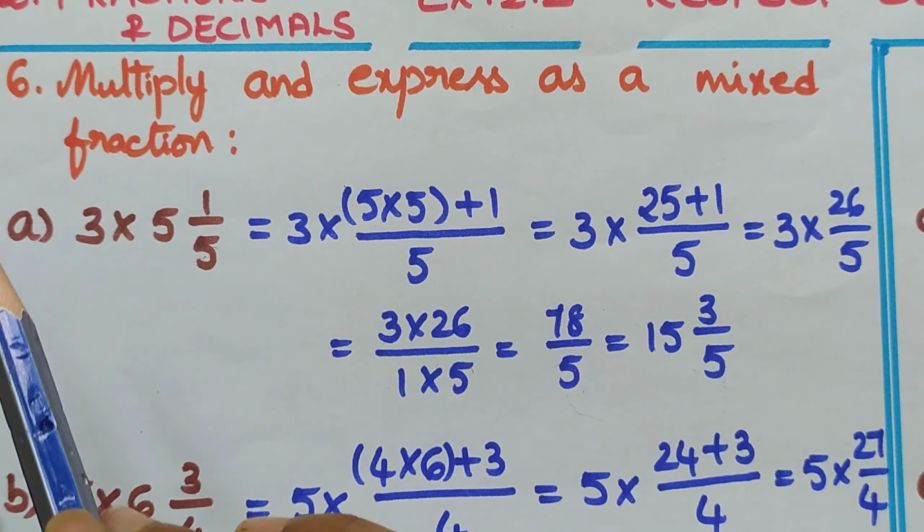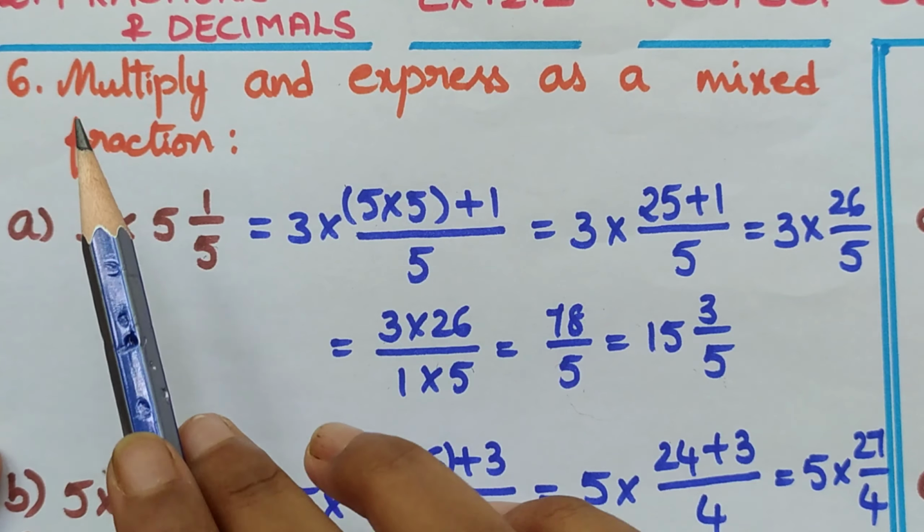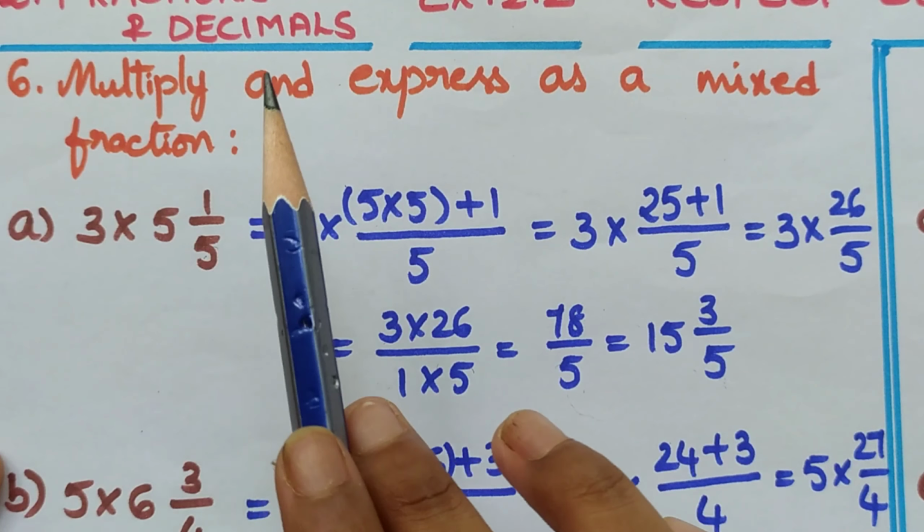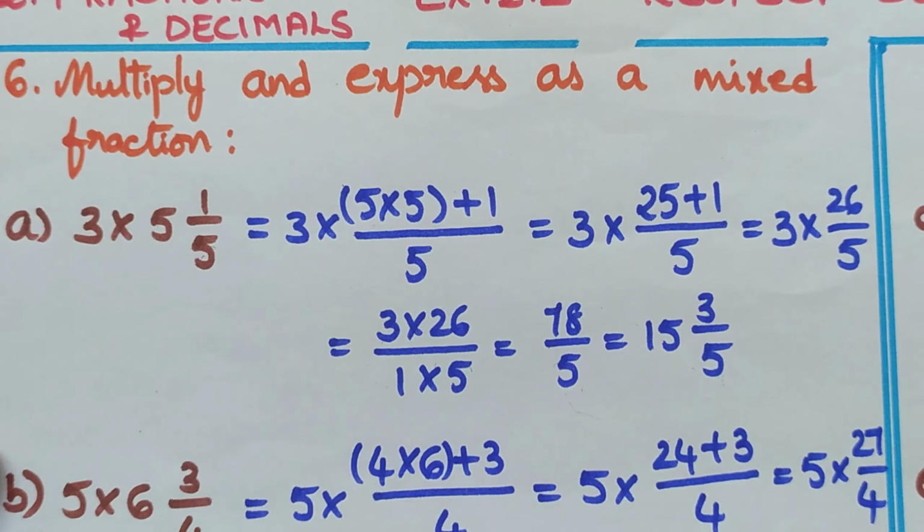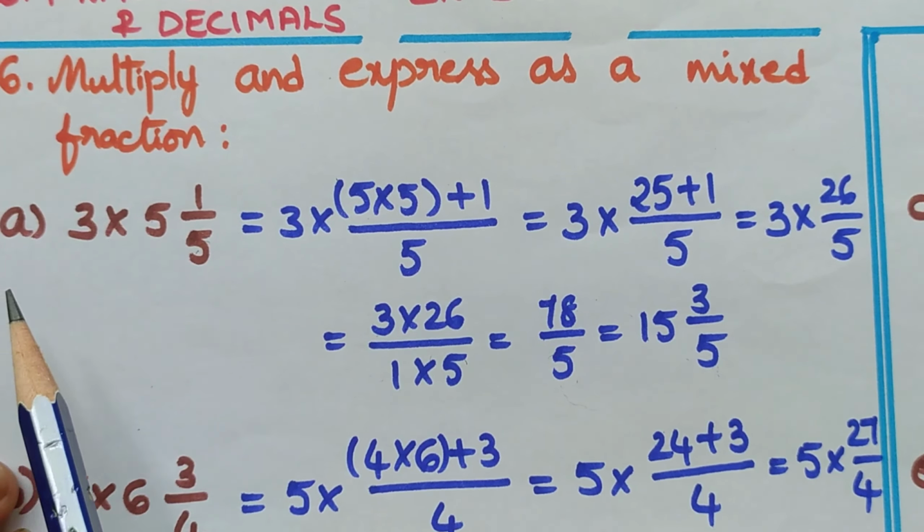Okay friends, now let us see the sixth question. Multiply and express as a mixed fraction. There are four bits in this question. Now let us see the a bit.